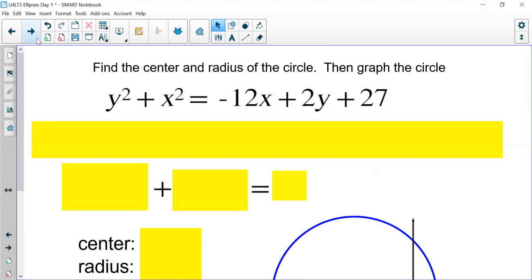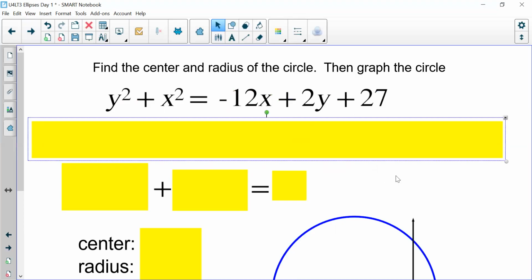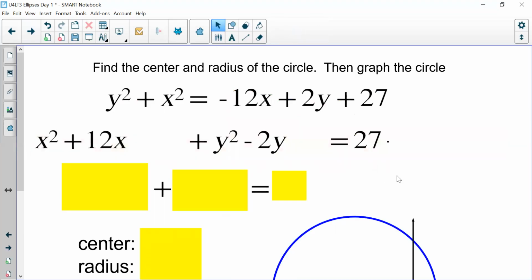Another example, maybe pause the video and try to do this one on your own. But this is a similar example. So I reorganize everything. I get all the x's together and I leave some space. I get all the y's together and I leave some space. And I want to complete the square. So what goes here? Half of 12 is 6. 6 squared is 36. I do it on both sides, got to keep the balance.